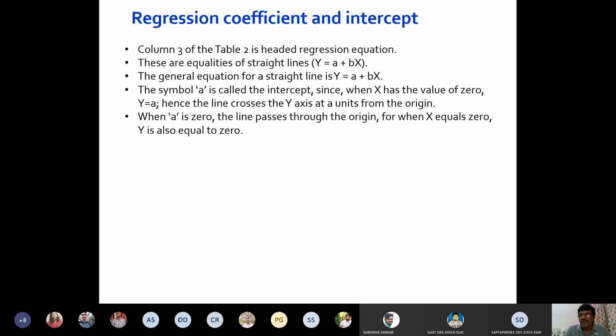Intercept means if you do not have any nutrient, any fertilizer, any control, then this is actually the contribution from the soil in the case of fertilizer. Means without fertilizer you get value a, which is known as the intercept. When x has the value of 0, then y is equal to a. Hence the line crosses the y-axis at a distance a from the origin. Normally a is not 0 in fertilizer trials. When a is 0, the line passes through the origin, where x is equal to 0 and y is also equal to 0.